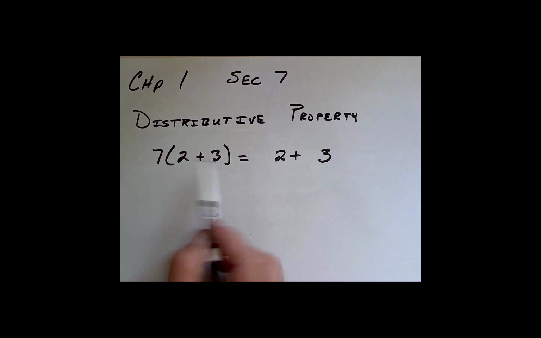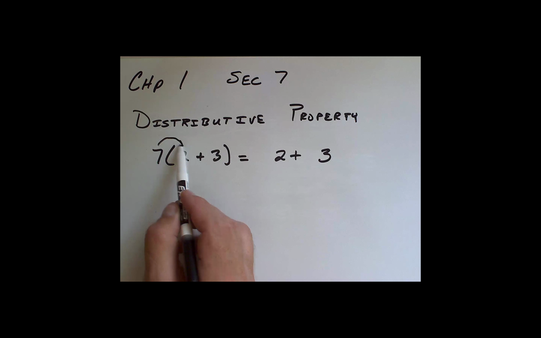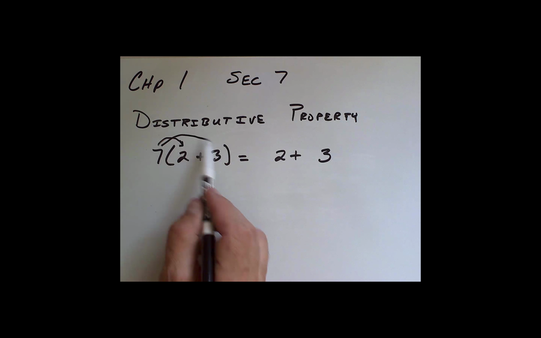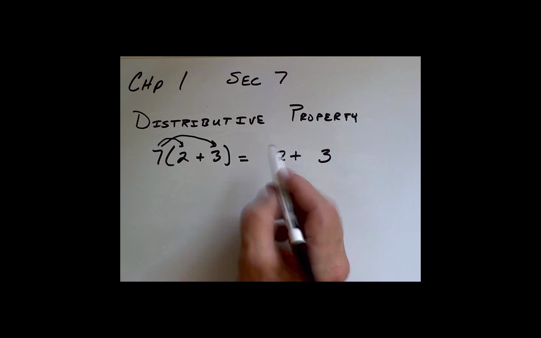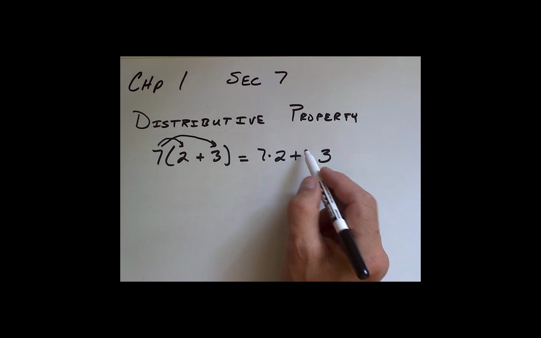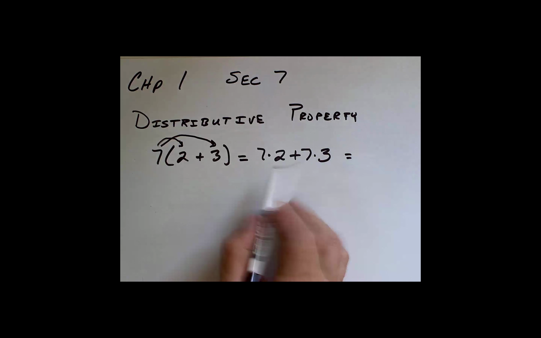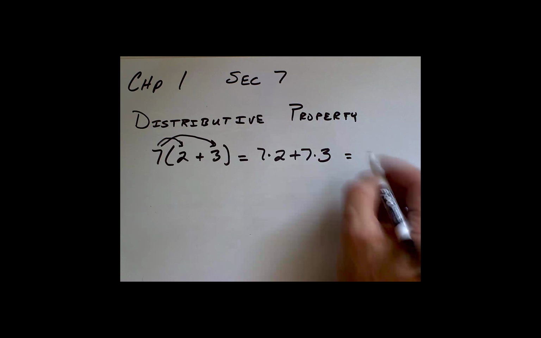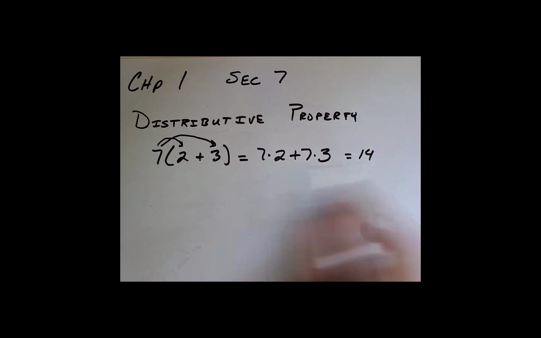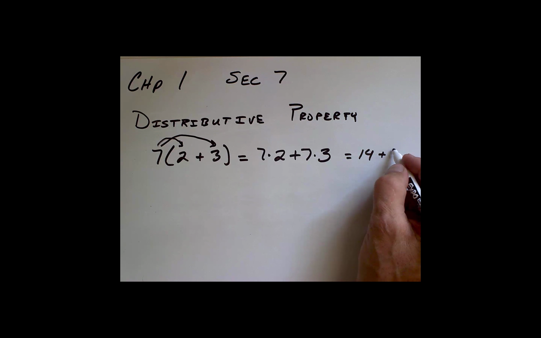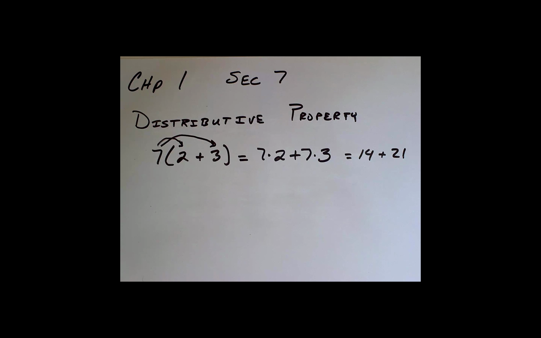Notice the same thing that's in the parentheses, I'm going to multiply each one of these terms. I'm going to multiply the 7 by the 2 and the 7 by the 3. So I'm going to go 7 times the 2 and 7 times the 3 out here. That's distributing the 7 inside the parentheses. So if I was to add this up and multiply, I'd have 7 times 2, which is 14, plus 7 times 3, which is 21.